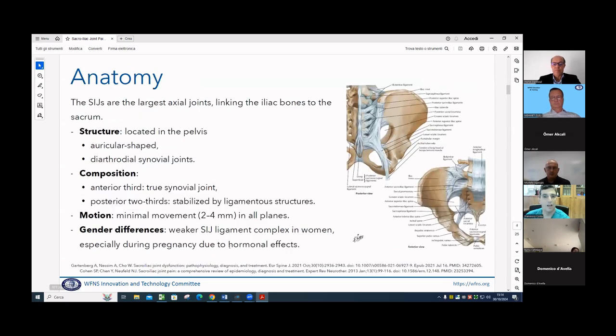From an anatomical point of view, it is a bony structure located in the pelvis, the connection between the sacrum and the iliac bone, with a pseudo articulation with synovial joints. These joints have a minimal movement, usually between 2 and 4 millimeters in all planes, and there are some gender differences in women, especially after pregnancy, because the ligaments become a little less strong and can change according to the pregnancy. So this is important, and there is also some hormonal effect.